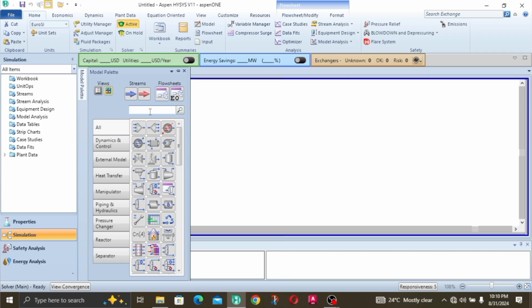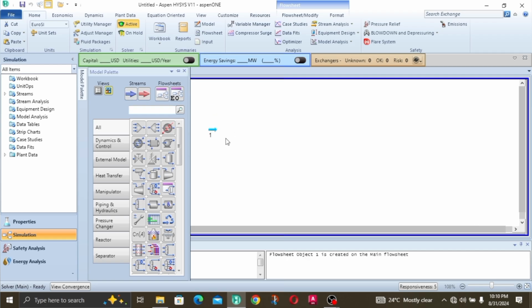What are streams? Streams are basically the product, the feedstock for the process. How do we create streams? We come up here. It's clearly labeled streams. We have two types of streams, material streams and energy streams. So since we are adding products, we are to use the material stream, the dark blue.